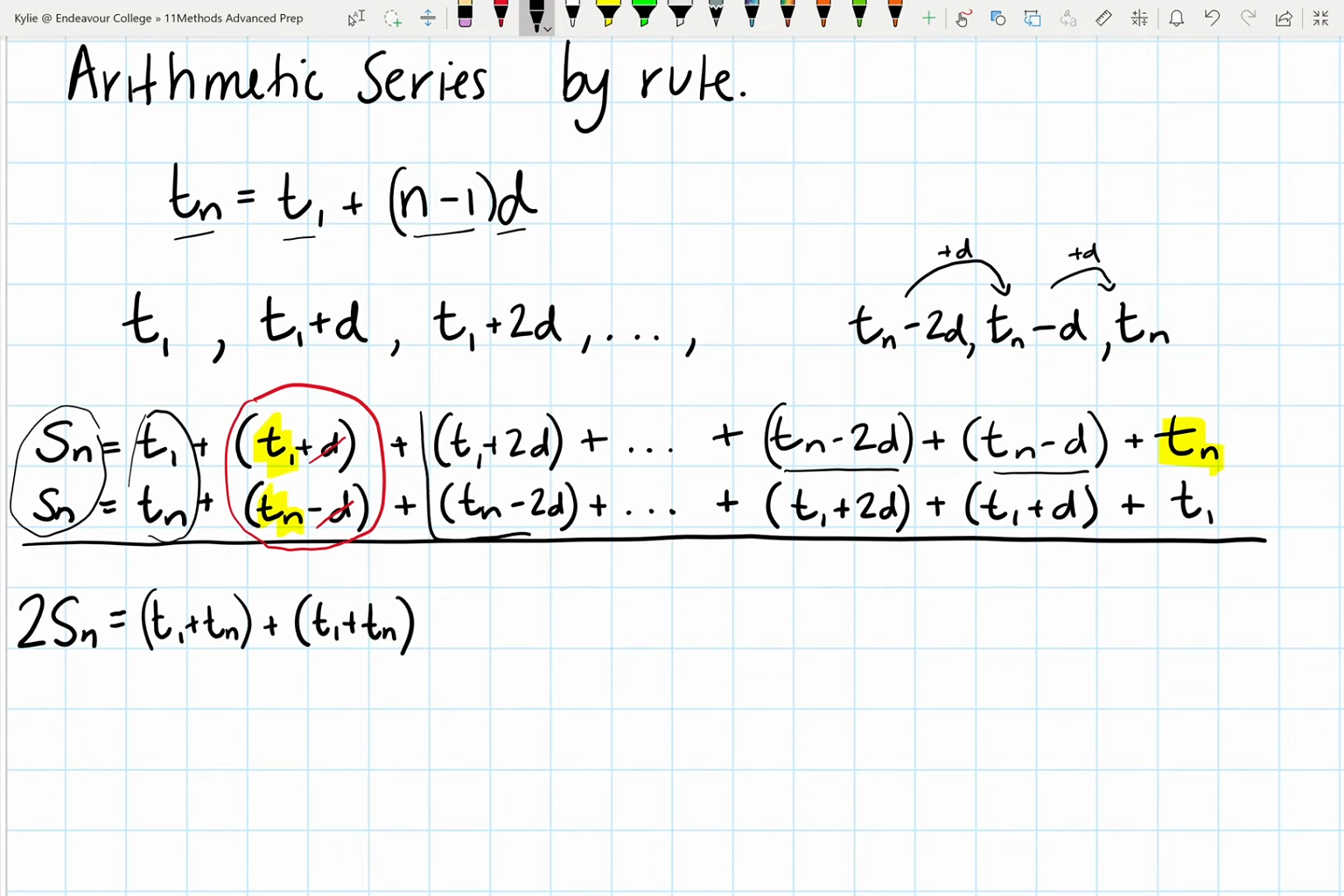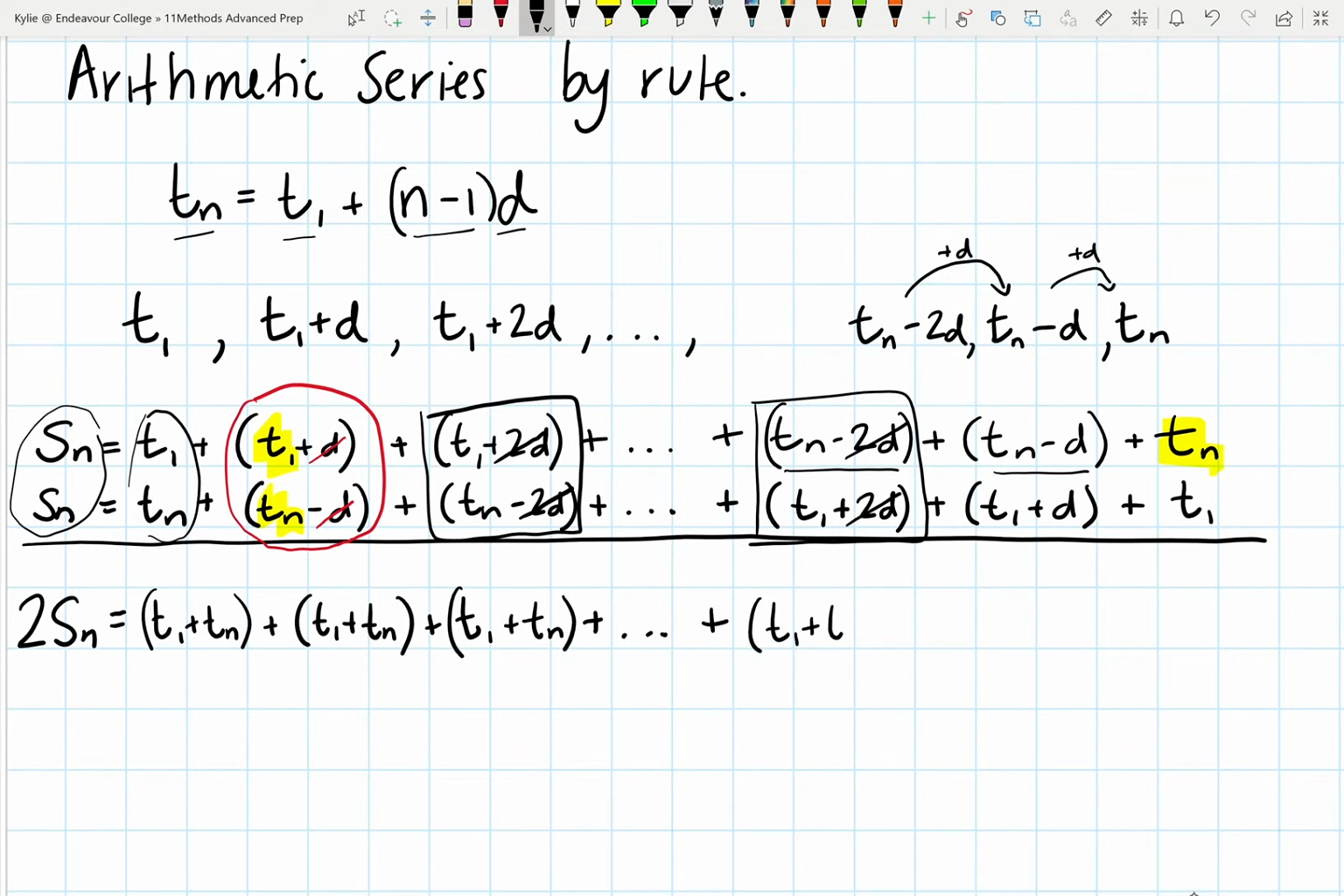Same with this pair of terms. The plus 2d minus 2d cancel each other out, and we're left with another lot of T1 plus Tn. Same thing for every pair in between. This pair, Tn minus 2d, the plus 2d cancels out, and we're left with T1 plus Tn. Minus d plus d, we're left with T1 plus Tn. These last two combine to just give us T1 plus Tn.